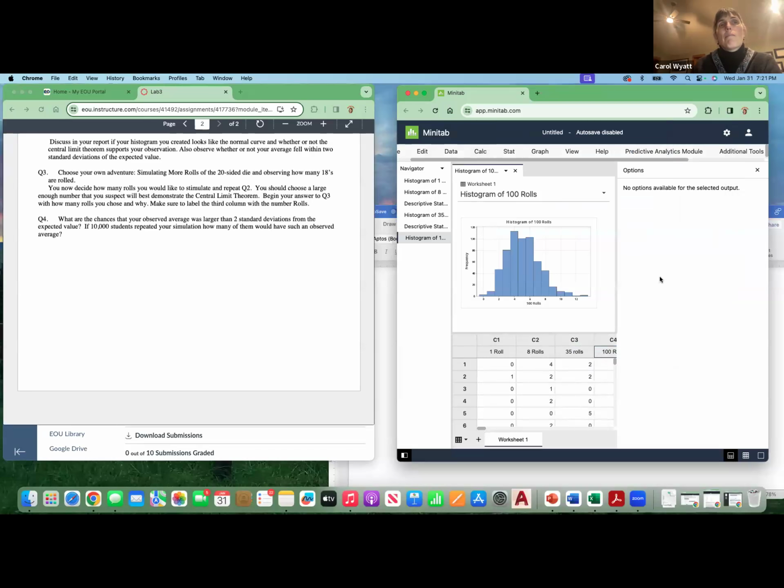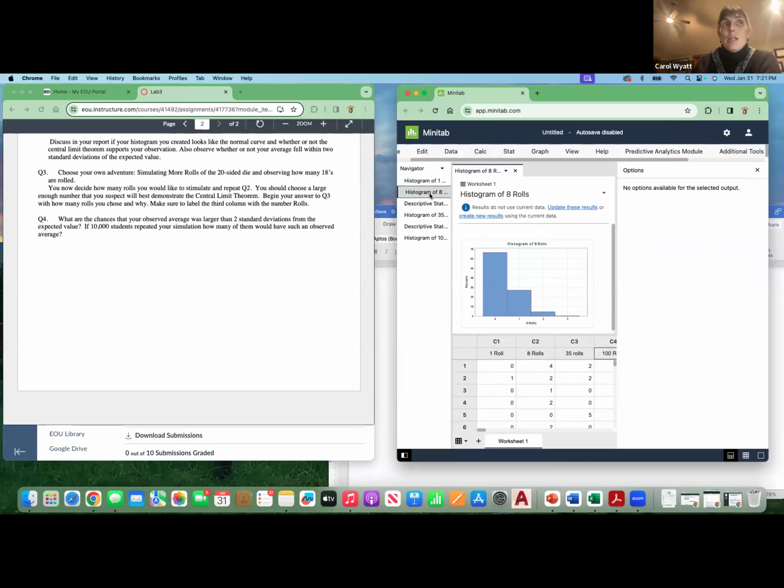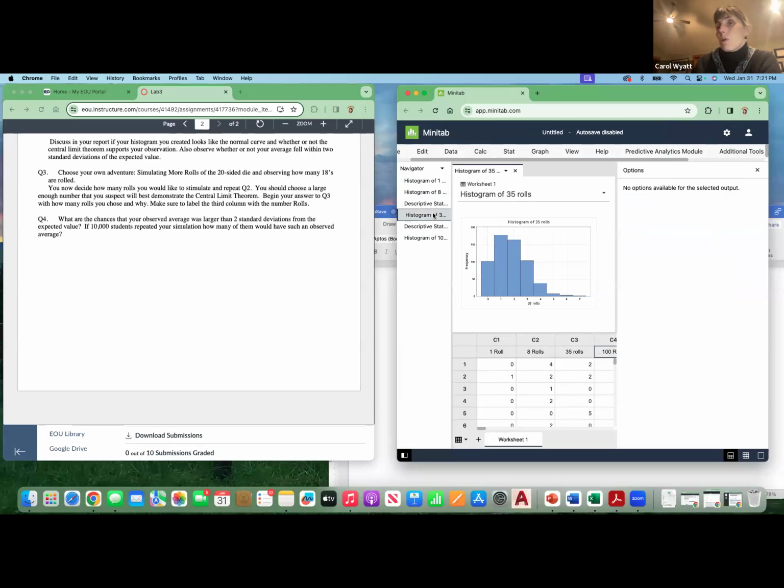And look at that. So you kind of get to see that the bigger the samples are, the shape goes from something that was definitely not normal, something that was still pretty skewed at 8, to something a little more normal, still a little skewed to the right, to something that looks pretty darn normal as you get bigger and bigger. So hopefully that's a good way for you to understand what the central limit theorem looks like and what it is.